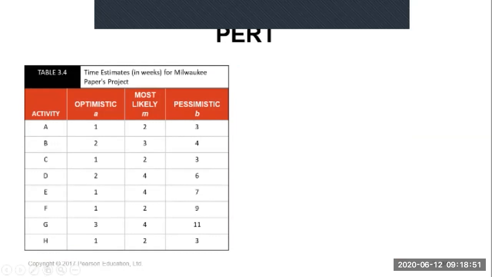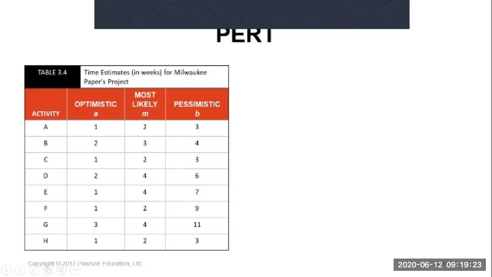Let me explain. This is the same situation as the Milwaukee project, to install a computerized air pollution system, but they have variability in times. So for activity A, the optimistic time is 1, most likely is 2, and the pessimistic, the longest time to complete activity A, is 3.